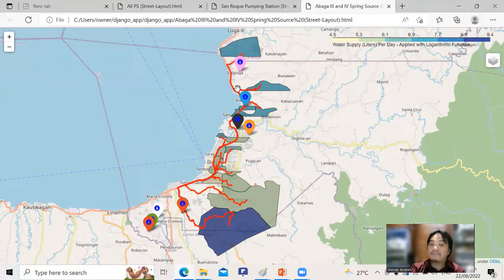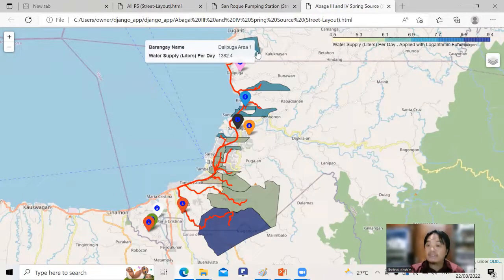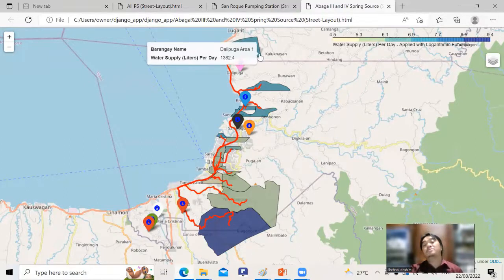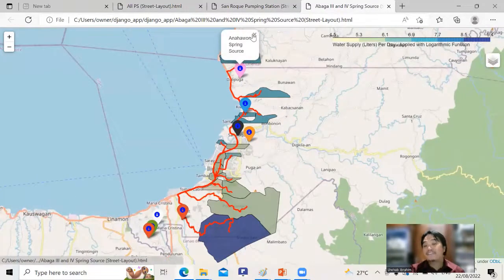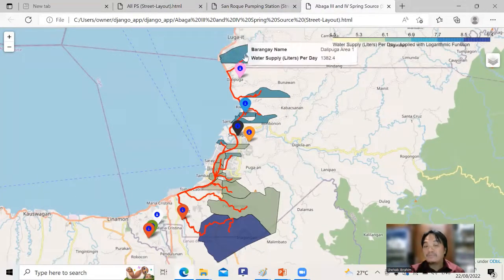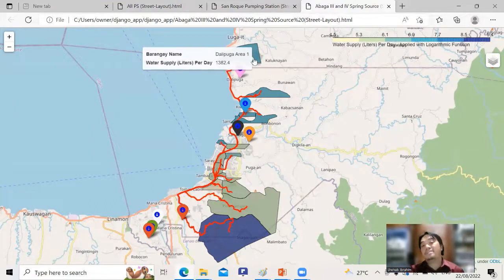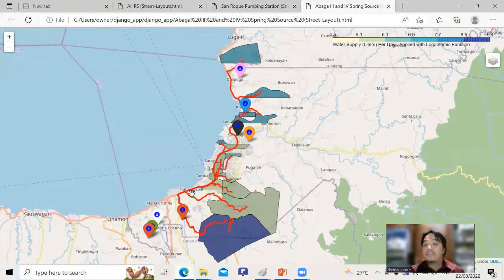The distance between Suarez and Dalipuga area is actually 20 kilometers, which means that the water tube from this Abaga 3 and 4 to Dalipuga is around 20 kilometers also. And there's actually a very near spring source here, the Anahawan. Again, Abaga 3 and 4 is one of the oldest pumping stations, and during the time this barangay really needed to connect to a pumping station, they were forcibly connected to this spring source.